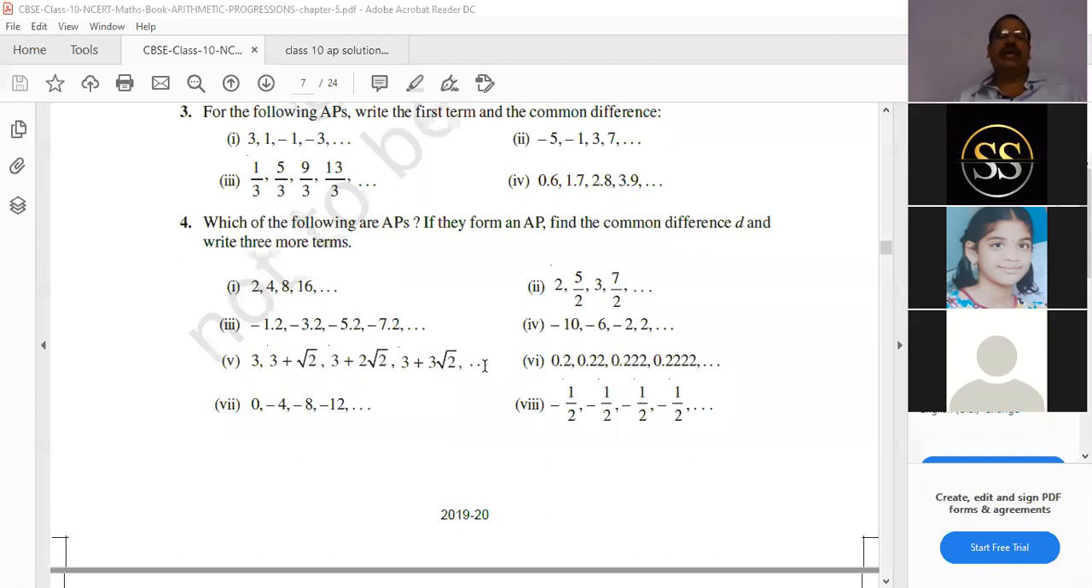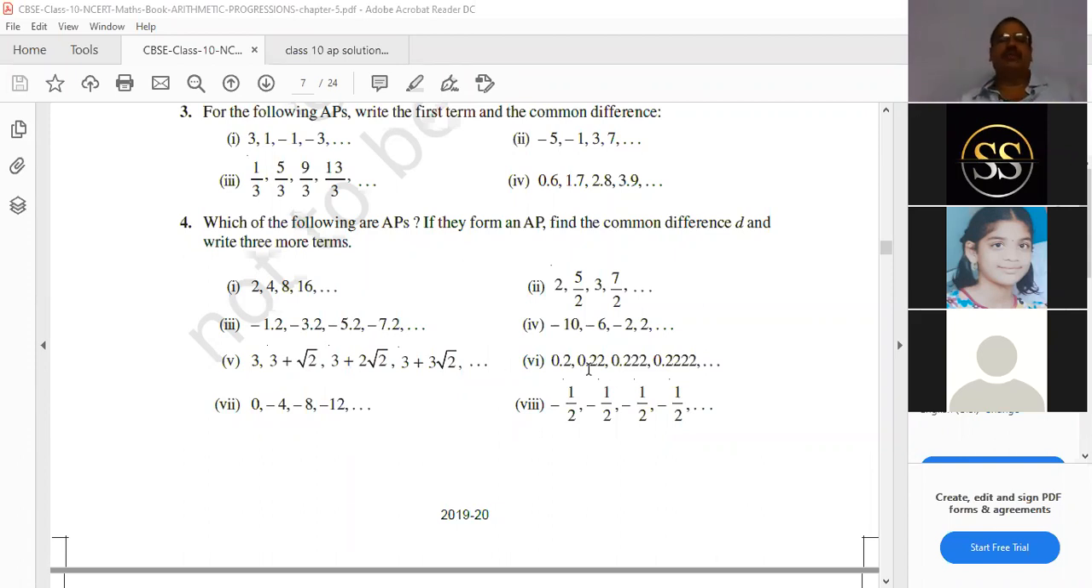Now next 3 terms. You have to tell: 3 plus 4 root 2, 3 plus 5 root 2, 3 plus 6 root 2. Very good. The common difference is root 2, you are adding it every time.